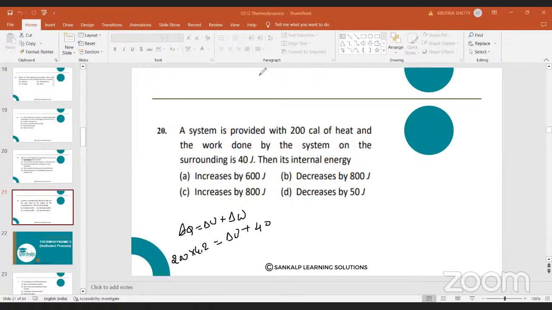What is the answer here? Yes, option B is correct. The internal energy decreases by 800 joules. Here option B is correct.